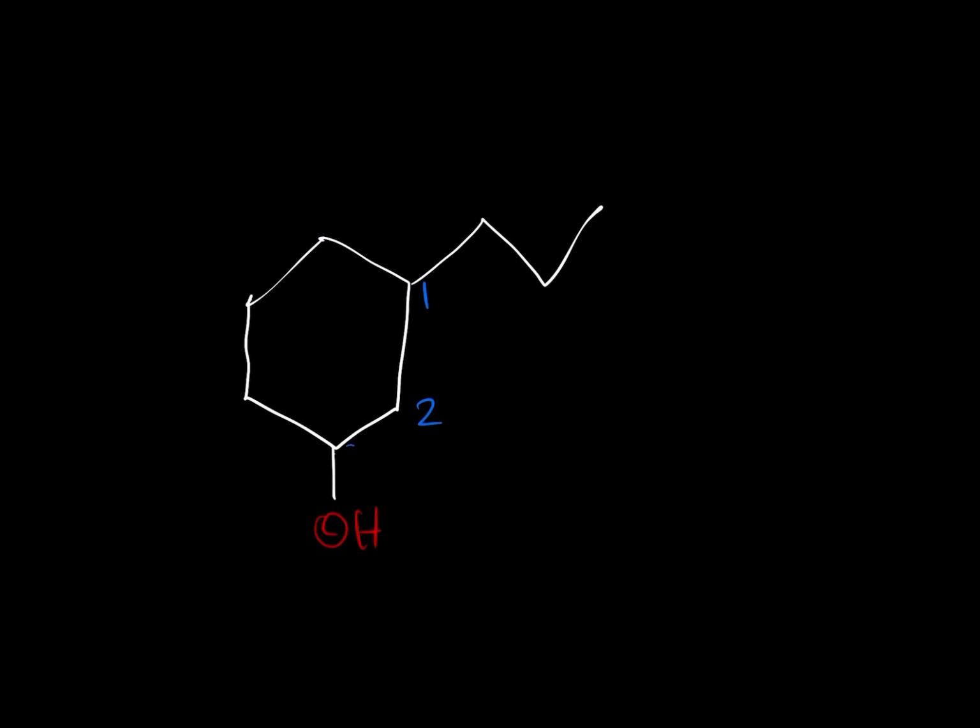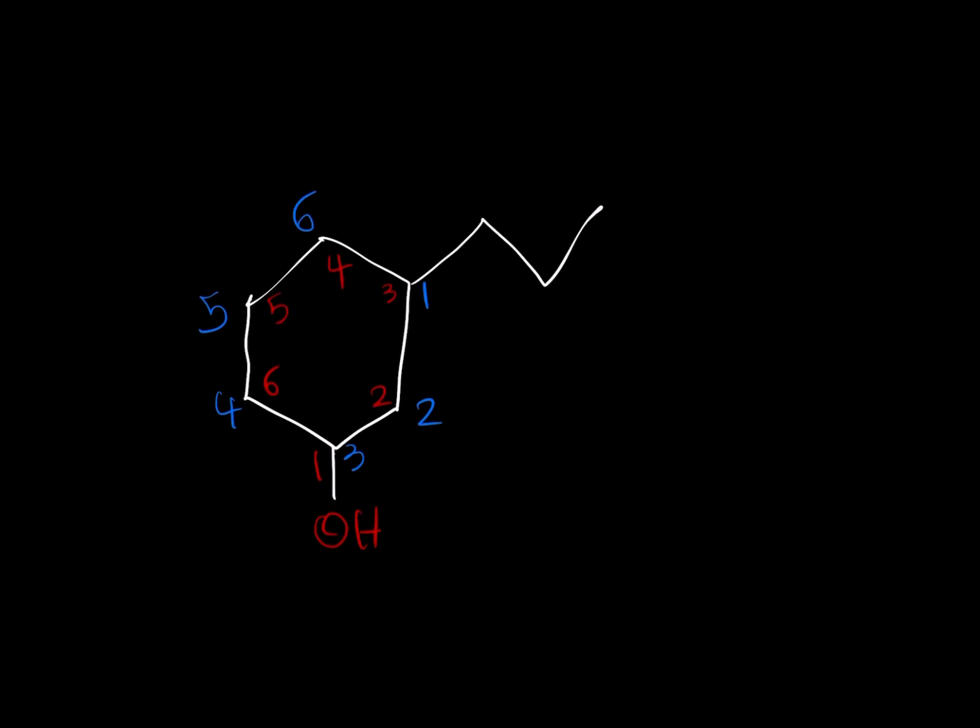However, what if you had a cyclic molecule with more than one substituent? So what if you had something that looked like this? Would we start counting like this? Or would we start counting like this? We want to do it the red way because we always want to make sure that the hydroxyl group, the OH, has the lowest number possible, and the lowest number possible is obviously 1.